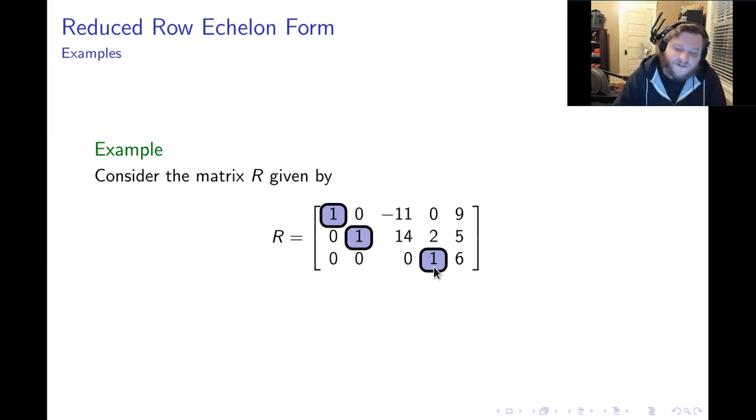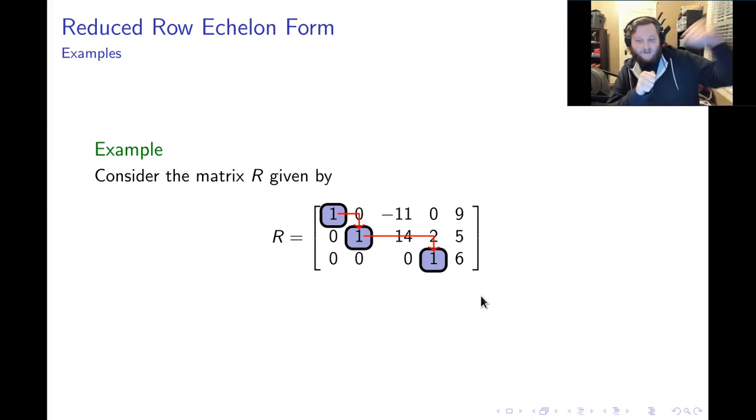Our other rule says that pivots must occur from right and down. So every pivot must be to the right of every pivot above it. To get from the first to the second pivot, we travel to the right and down. Great. To get from the second to the third pivot, we travel right and down. Great. So every pivot is to the right of every pivot above it.